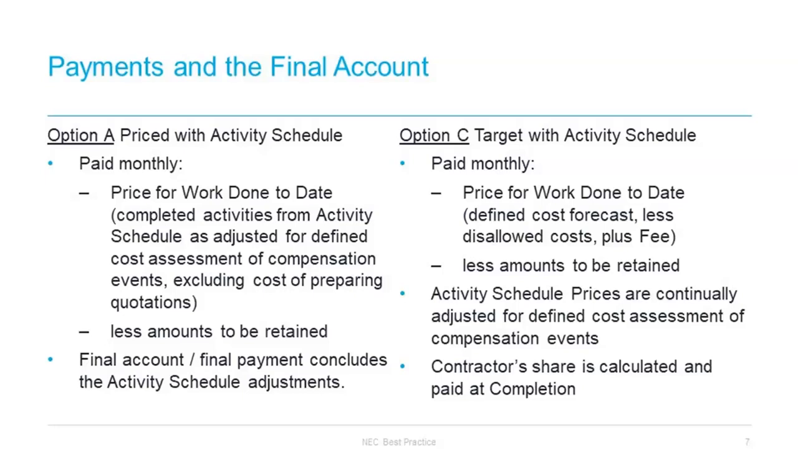In option C, though, the contractor is actually paid their defined cost forecast. So, in other words, he's paid his actual costs and not paid relative to the activity schedule. The activity schedule is still adjusted for compensation events and should be adjusted as the project goes along, but its only relevance is for the pain and gain mechanism to be operated at the end of the project. But as we mentioned earlier, we always recommend that the adjusted activity schedule is shared between parties regularly so that both parties know how the project is turning out financially.